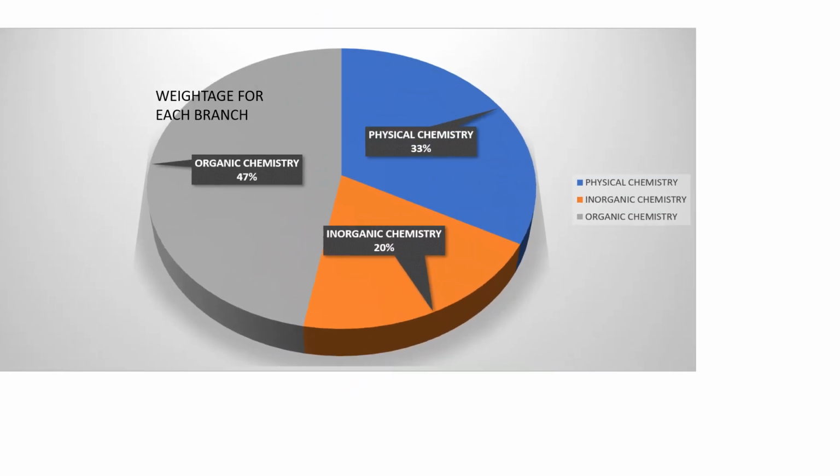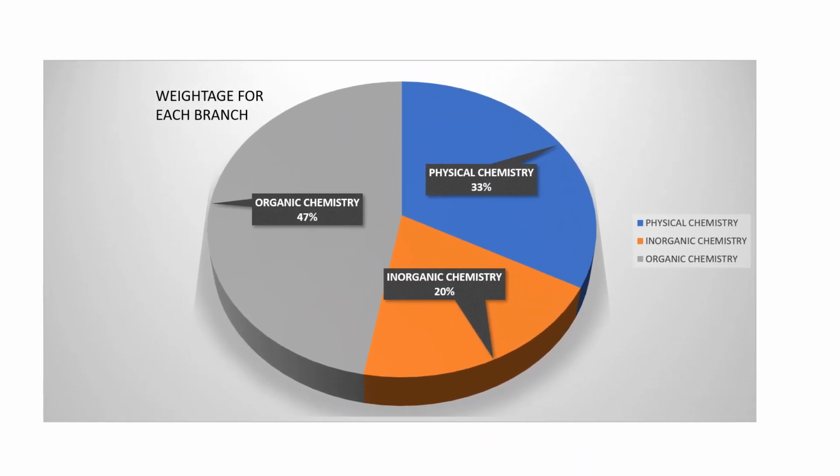Weightage for each branch. There are totally 10 units in chemistry. 3 chapters in physical chemistry with 33% of weightage. And 2 chapters in inorganic chemistry with 20% of weightage. And totally 5 chapters in organic chemistry. More questions will be asked in organic chemistry, with 47% of weightage.